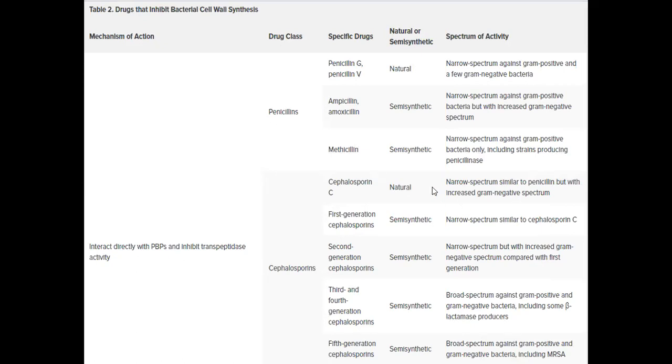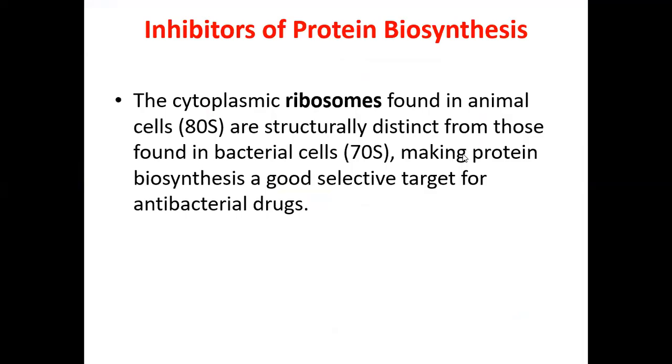Okay, here we can see the spectrum of activity, and they have different spectrums of activity. Some semi-synthetic ones are broad spectrum, as for example the third and fourth generation, but the first generation is narrow spectrum of activity, very close to the penicillin spectrum of activity.